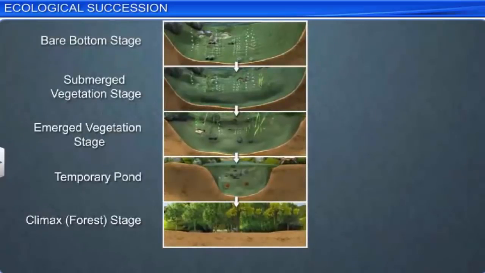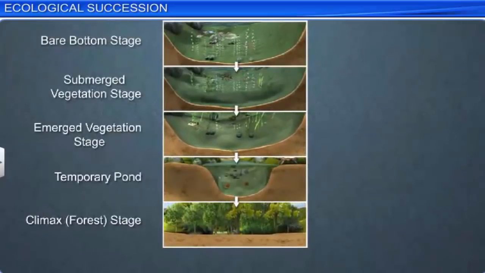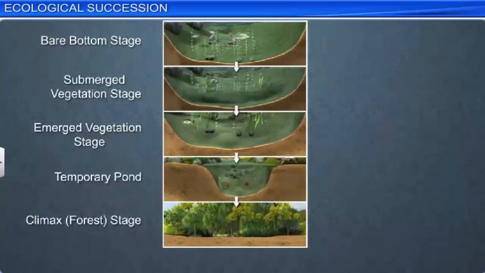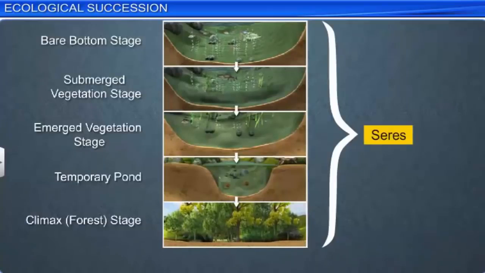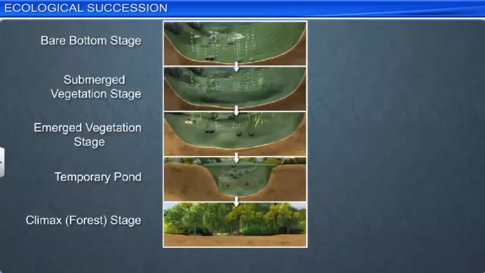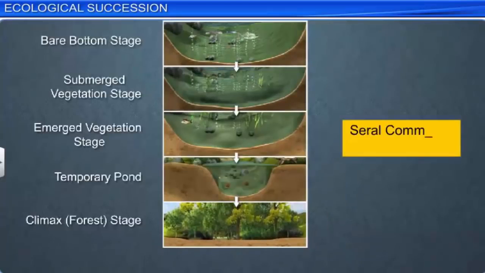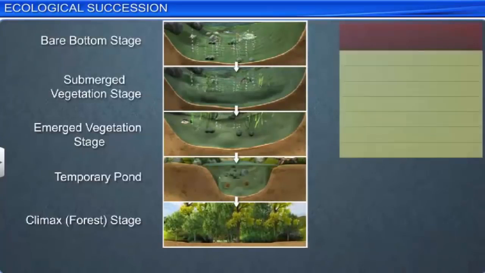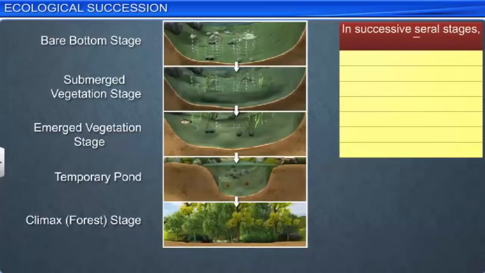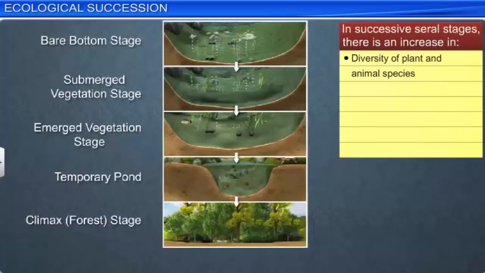Also, in the process of ecological succession, the sequence of communities that replace one another in a given area is known as a sere or seres. Each transitional community is called a seral community or a seral stage. In each successive seral stage, the diversity of plant and animal species increases along with an increase in the number of species and total biomass.